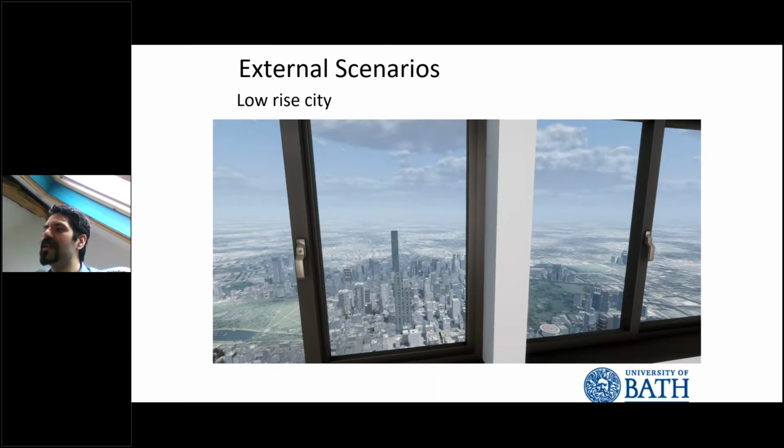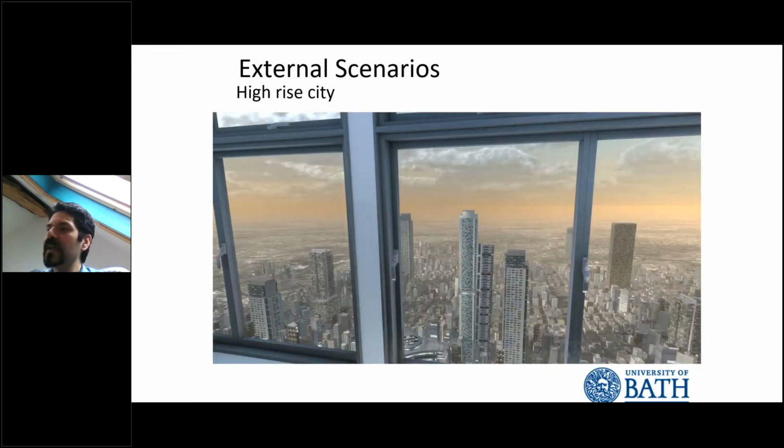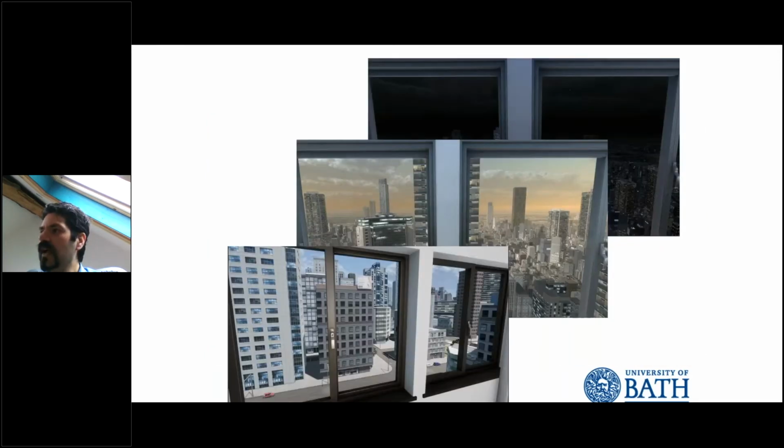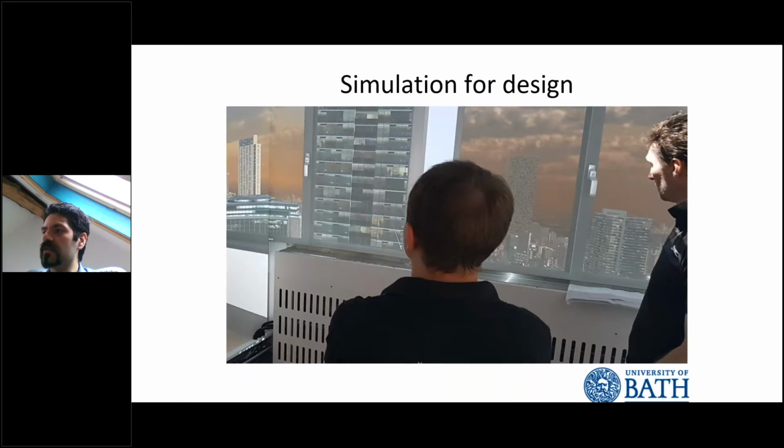But we can also represent external views, which is particularly important when we are considering the psychological effects of tall building movements. This is, for example, a low-rise city with plenty of green spaces, and this is a dense high-rise city. We can alter both the time of day and height in the building, which radically alters the expectations of the users and the environmental effects they will be subject to.